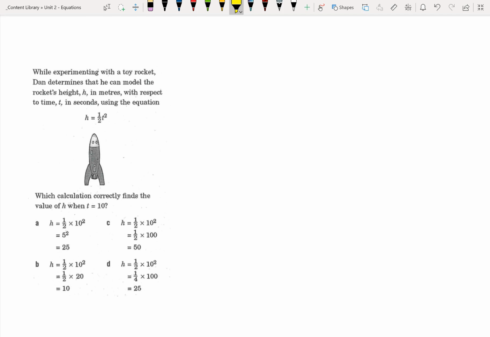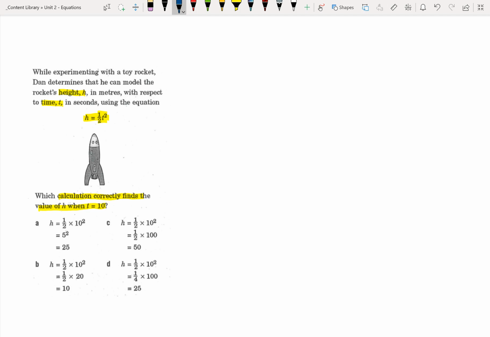So we've read through it. Let's go and highlight some important information. The rocket height is h and time is t. We have our equation here. And which calculation correctly finds the value of h when t equals 10? So we're already told t equals 10 in our equation. We need to know which equation actually or accurately solves this.